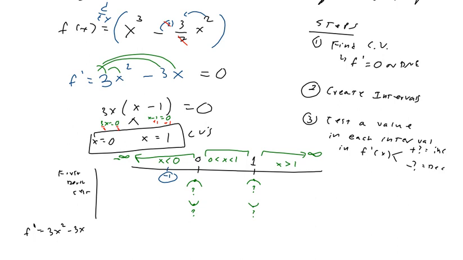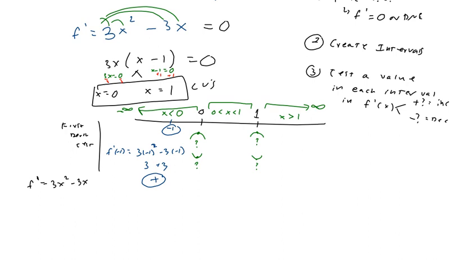So then I test it in my derivative, f prime of -1. I'm going to get 3 times -1 squared minus 3 times -1. Let's see, -1 squared is +1. So this is going to be a 3 plus 3. So that's a positive number there. That means on this section, my graph is increasing. The graph of f, the graph of my original function, is increasing.